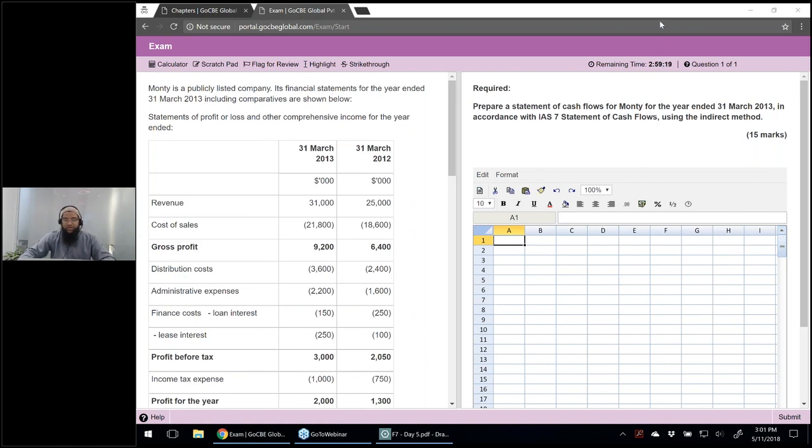Okay, so let's start the question of Monty. The question says to prepare the statement of cash flows for Monty for the year ended 31st March 2013. So March 2013 is our accounting year end, in accordance with IAS 7 statement of cash flows using the indirect method. This time this is a 15 marks question.